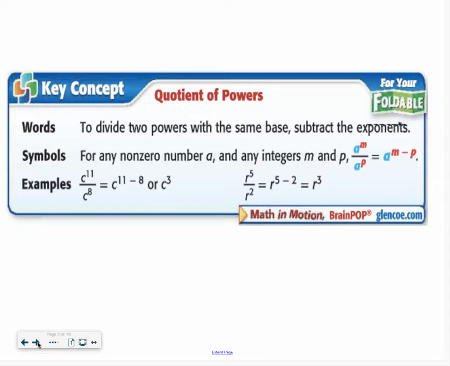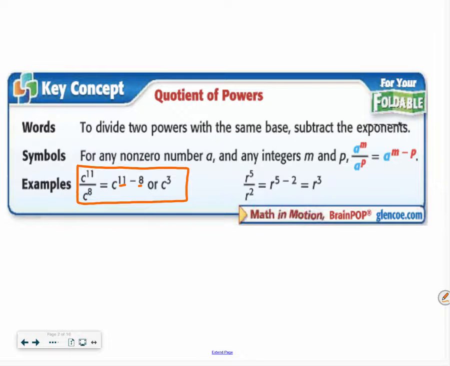So yesterday we talked a lot about power to a power, product of powers. Today we're going to talk about the quotient. So some examples. If I were to have a variable, in this case c to the 11th power divided by c to the 8th power, yesterday when we were multiplying, we added them together. Today when we are dividing, we subtract. So we take the top number and subtract the bottom number from it.